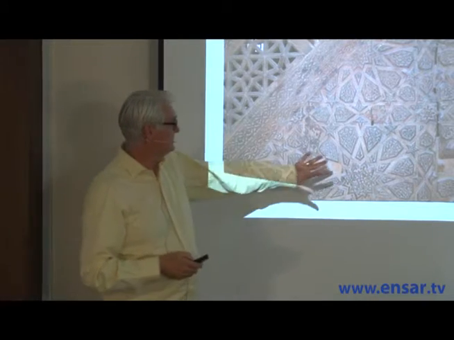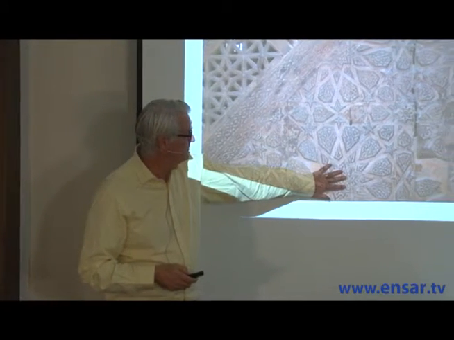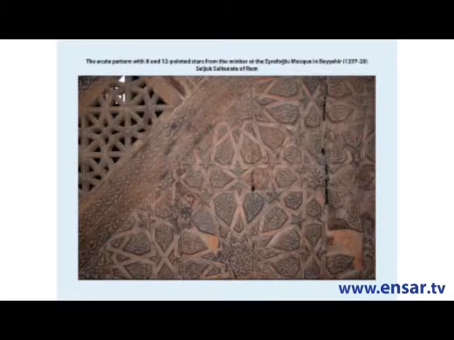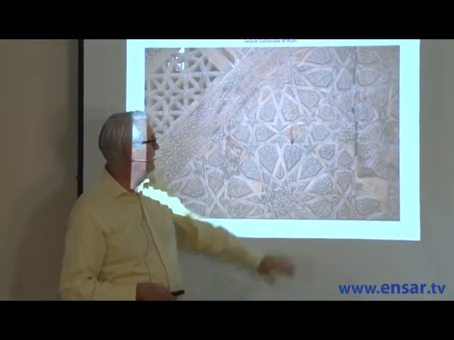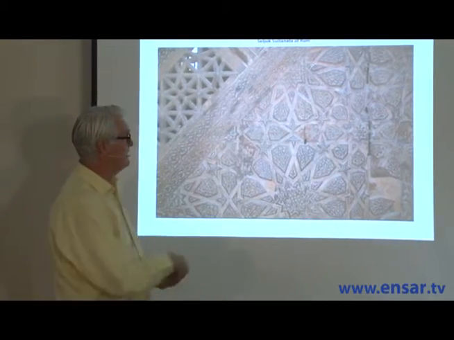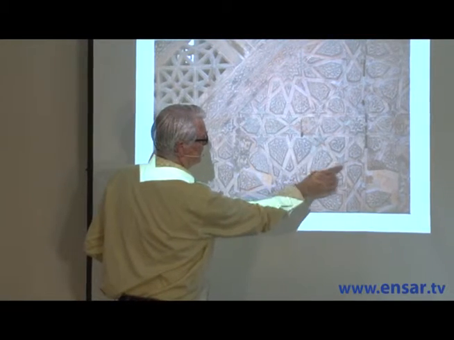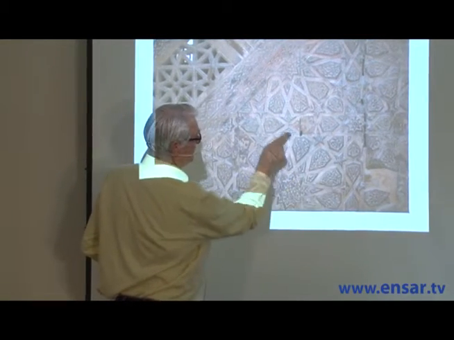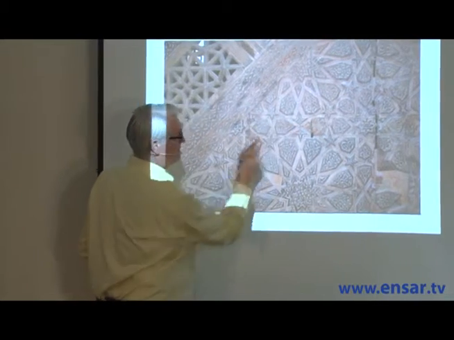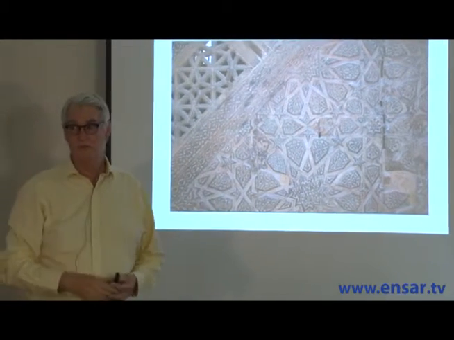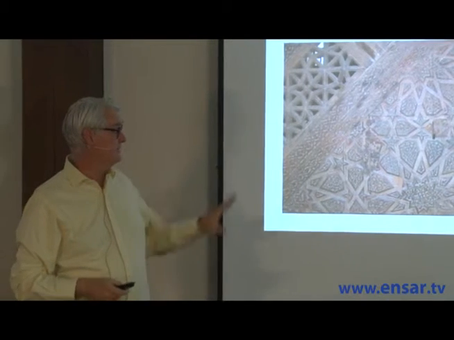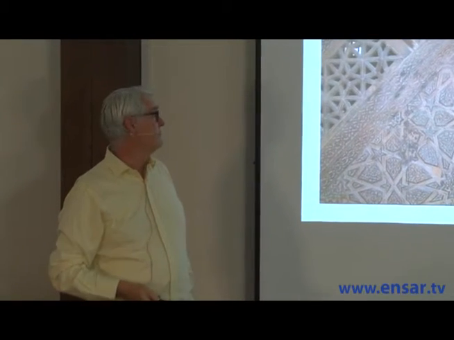So this is the same pattern. You can see these are the 12 pointed stars here, here, here, here, and you can see part of it here, and the 8 pointed star in the center. And then surrounding, connecting the 12s and the 8s is this network of 5 pointed stars and these double dart or arrow shapes. So this is a characteristic of this pattern.